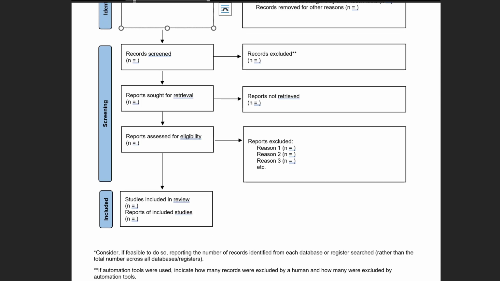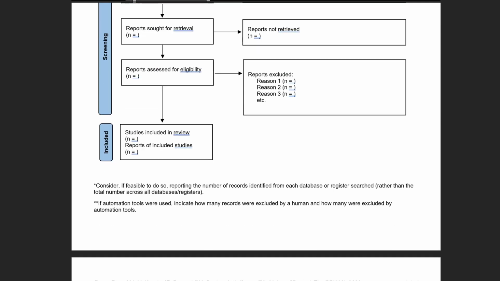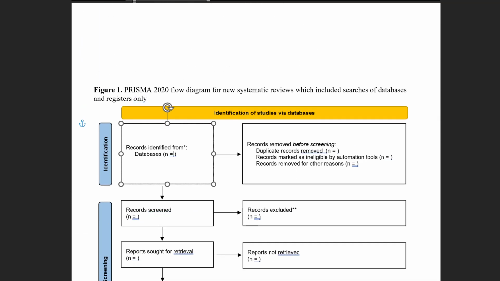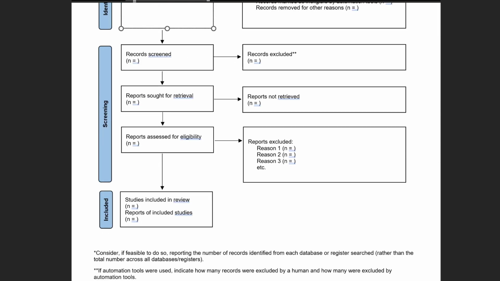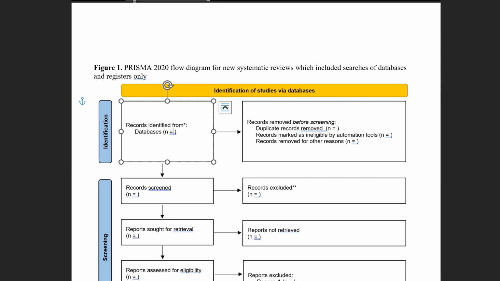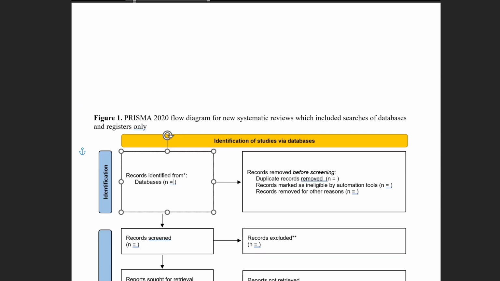Then we move to reports assessed for eligibility, and then reports excluded, and we state their reasons. Then we have studies included in review and reports of included studies. So this is the PRISMA chart in brief. If you just visit the website, you will find different templates and charts like this. So this is in brief how we can go about a systematic literature review using PRISMA.